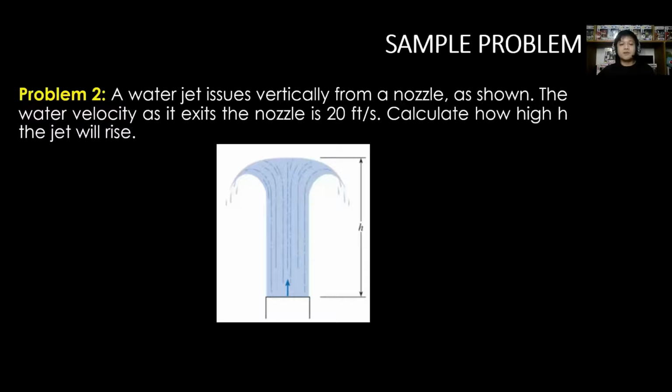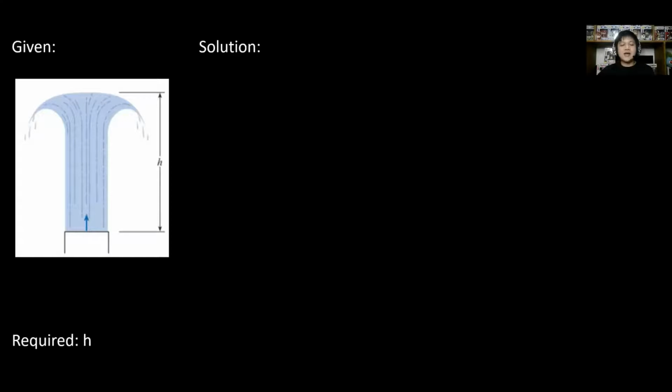For sample problem number 2, a water jet issues vertically from a nozzle, as shown. The water velocity as it exits the nozzle is 20 feet per second. Calculate how high h the jet will rise. To start, assign points at the nozzle as point 1 and at the highest point of the vertical jet as point 2. Consider the relationship of the total energy at points 1 and 2.